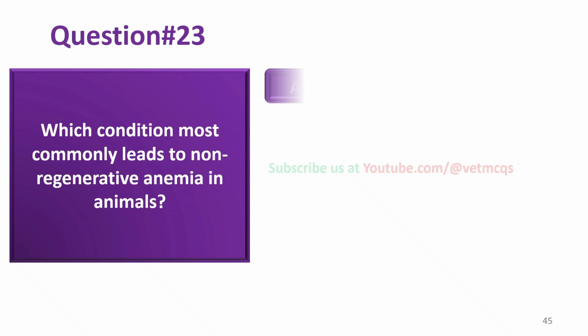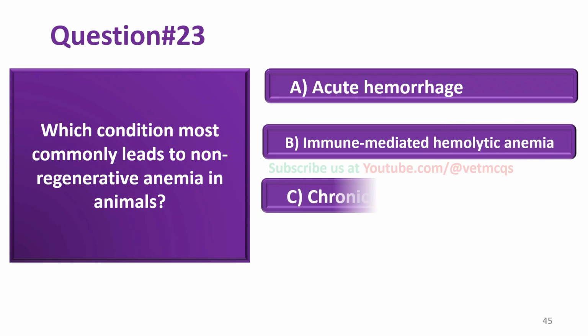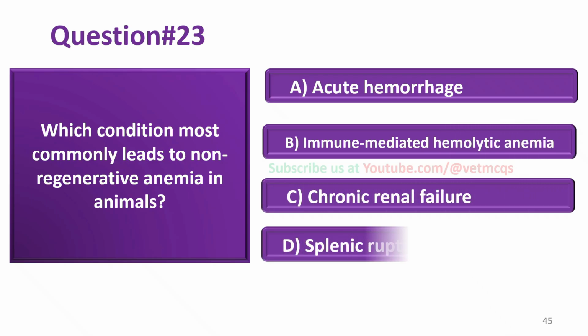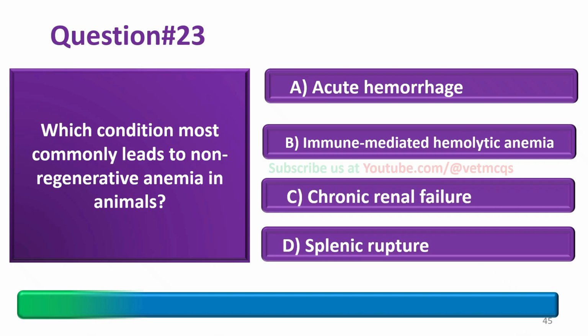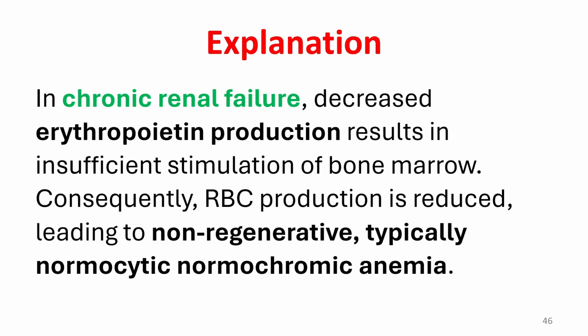Which condition most commonly leads to non-regenerative anemia in animals? Acute hemorrhage, immune-mediated hemolytic anemia, chronic renal failure, splenic rupture. And the correct answer is option C, that is chronic renal failure.